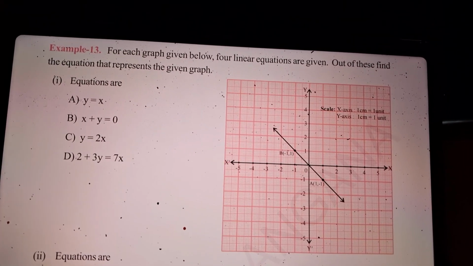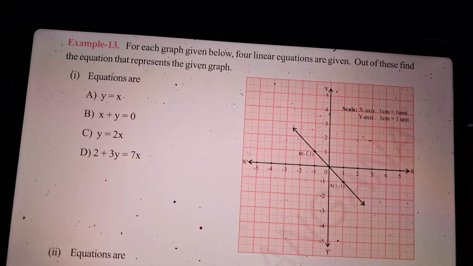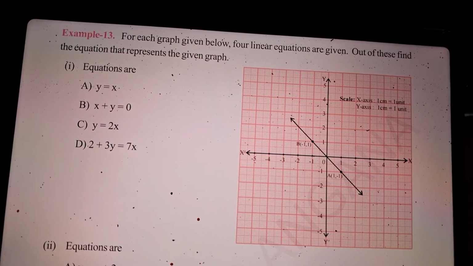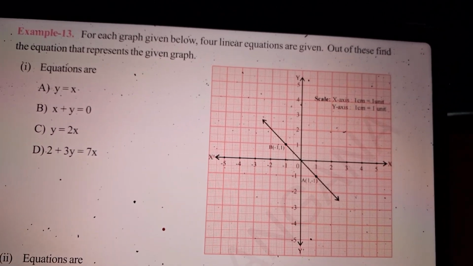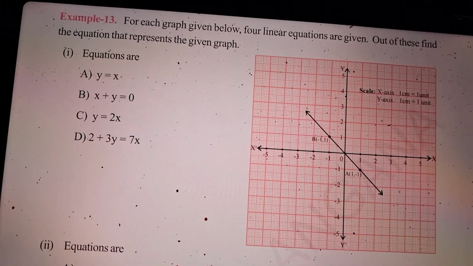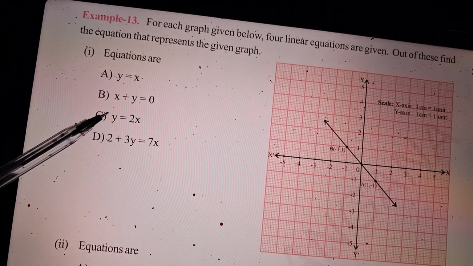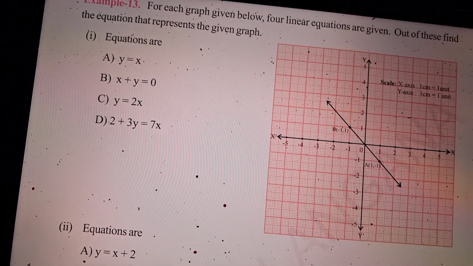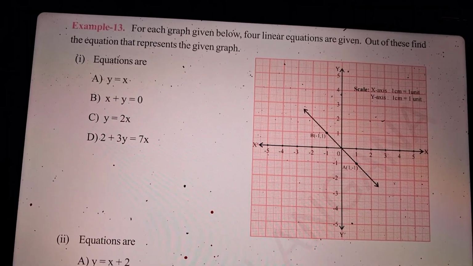For each graph given below, 4 linear equations are given. Out of these, find the equation that represents the given graph. Find the equation means what, children? With the help of the ordered pairs that they have given, you should understand what is x value and what is y value. And if you substitute those values in these equations, you should get the LHS value as equal to RHS. If it is possible, then only you can say that that is the solution.